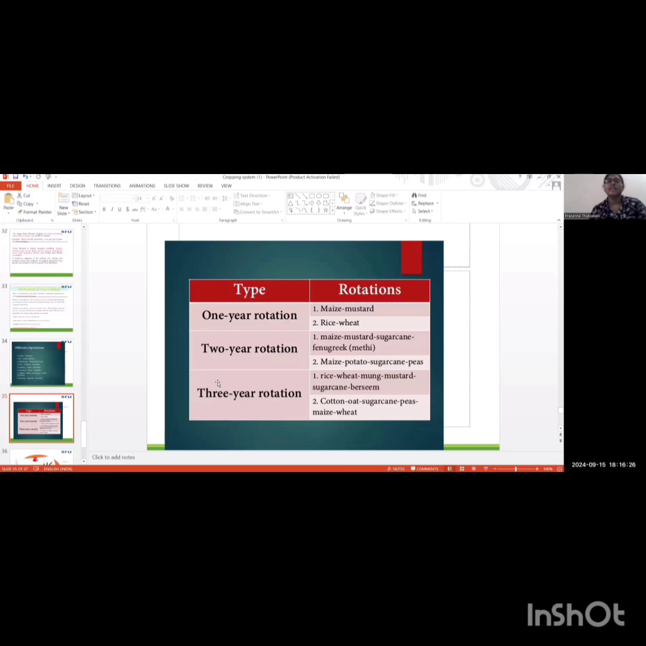So, types of rotation. In one year rotation, you can take maize, mustard, rice, wheat, maize. Next is two year rotation: maize, mustard, sugarcane, fenugreek, maize, potato, sugarcane, peas. And three year rotation, you can take cotton, oat, sugarcane, peas, maize, wheat.